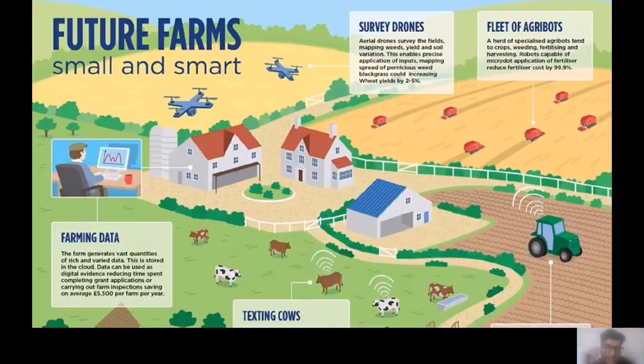Then there are texting cows. These are AI-enabled technologies which tell the farmer about the problems faced by the cows and the status of the cows. And the farming data: the farmer can manage all the data, and this data can help us see how we can improve the field and the problems faced by it.